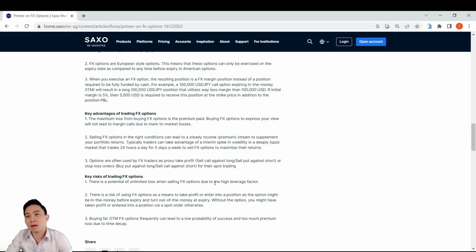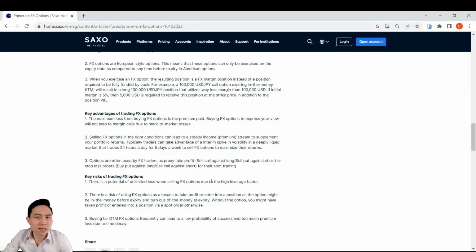And thirdly, FX options can be used as a proxy take-profit order. It is not exactly the same, but if you have a long position on a currency pair, then selling call options can be a way to generate some income until the trade works out in your favor. If it indeed goes above your strike price by expiry, you will simply square off your FX position by selling it at the strike price. If not, you would keep the premiums with no obligations.